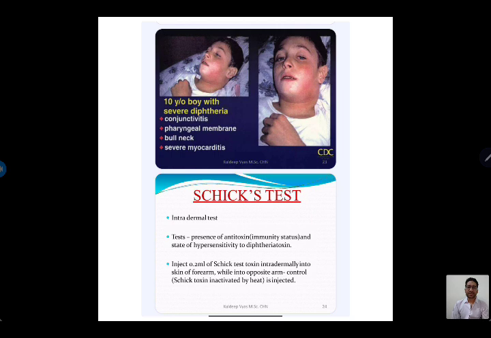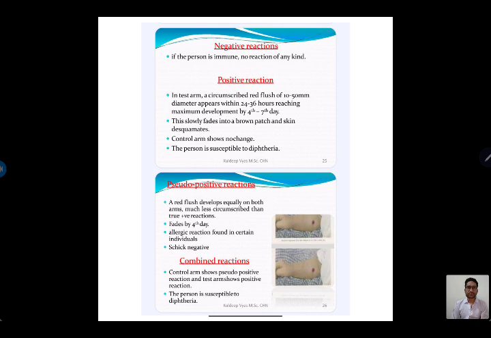Schick test. What is the Schick test? The Schick test is an intradermal test of the presence of the antitoxins, immunity status and state of hypersensitivity to the diphtheria toxin. Inject 0.2 ml of the Schick test toxin intradermally into the skin of the forearm, while into the opposite arm, the control Schick toxin inactivated by heat is injected.